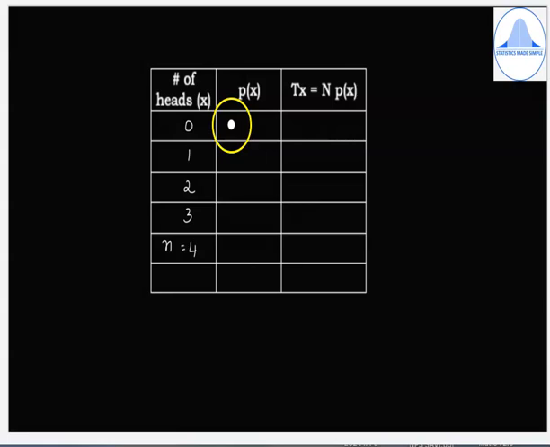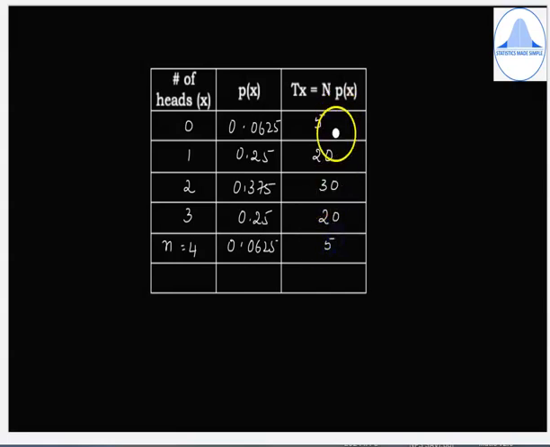Then the probabilities which we found out were 0.0625, then 0.25, 0.375, then again we had 0.25 and 0.0625. Next column, 0.0625 should be multiplied with capital N, which is 80. So you get 5. The next one is 20. How did we get 20? It is 0.25 into 80 is 20. The next value is 30, then 20, and then we have 5.